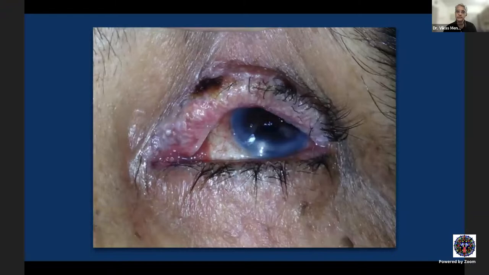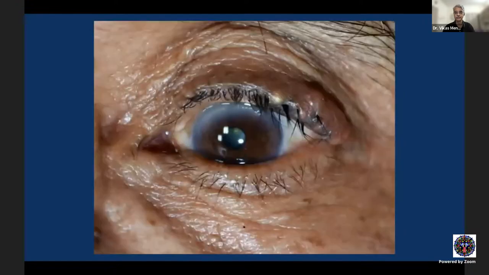The management protocol will change slightly in a patient with a pagetoid spread. And your pathologist, if you do a biopsy here, will be able to clearly tell you whether the sebaceous gland carcinoma sample that you are sending is without pagetoid invasion or with pagetoid invasion.